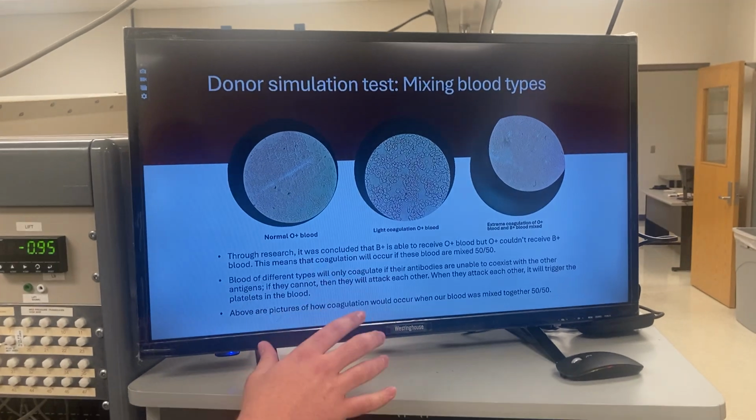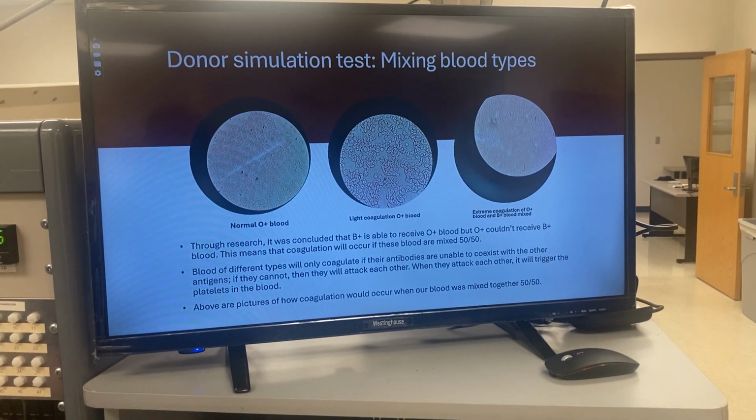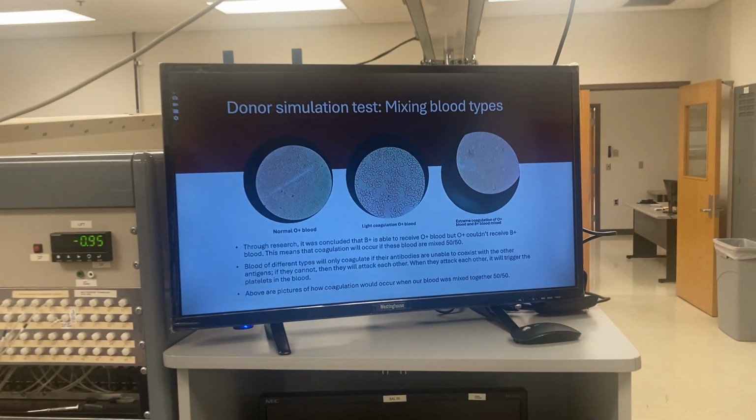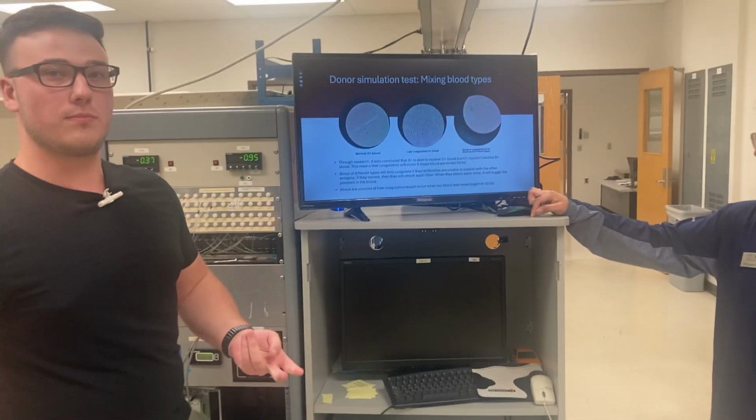What I really liked about this picture is you can actually see the blood cells stacking on top of each other, which is something I've never really seen before. You can really see the donut shapes in this one. Now, getting into our mixing scenario, this is the O positive mixed with B positive.